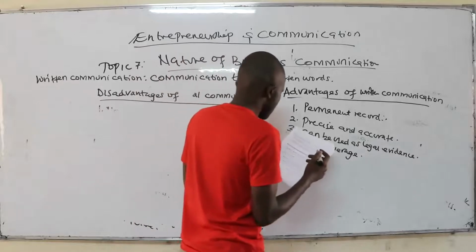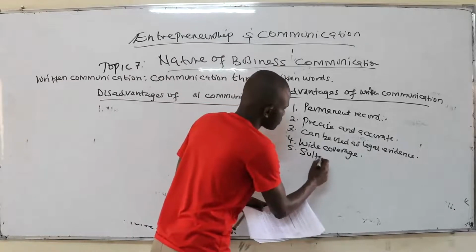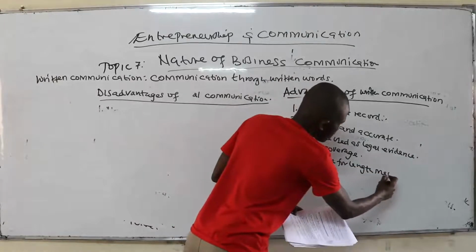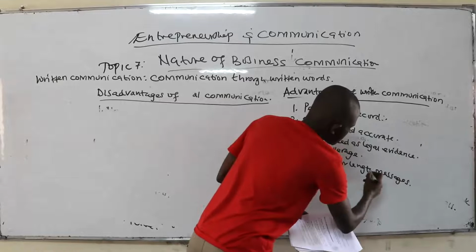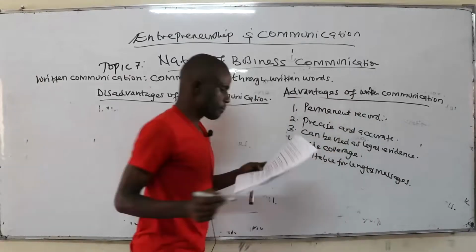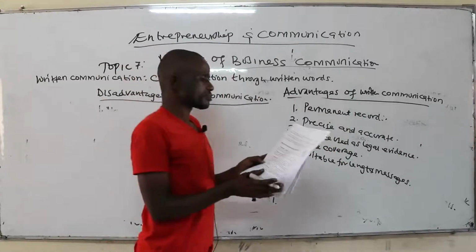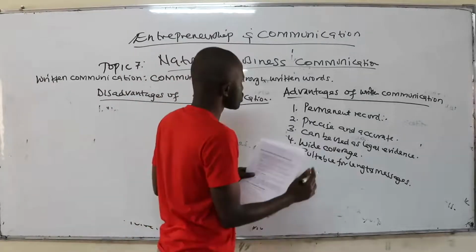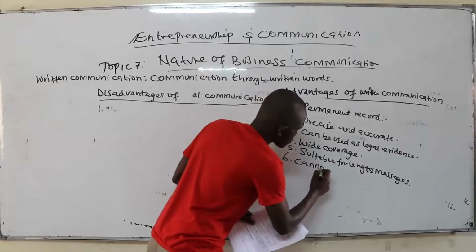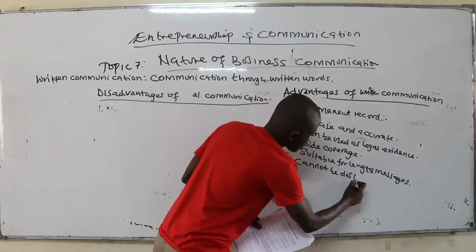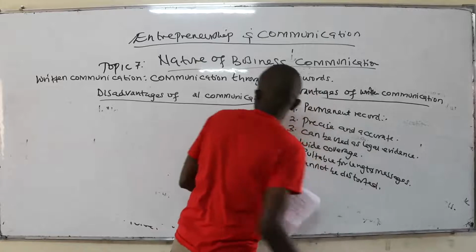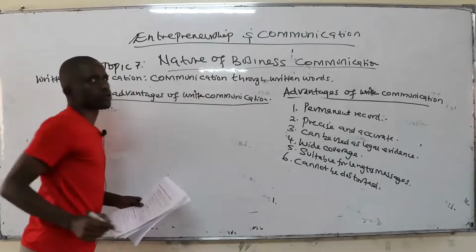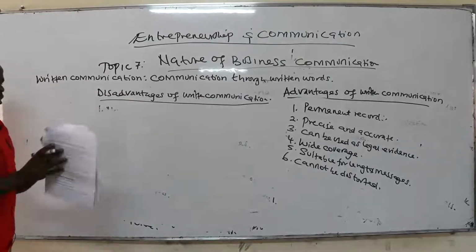Number five, suitable for lengthy messages. And number six is that it's easy to understand, so it cannot be distorted. What are the disadvantages of written communication?